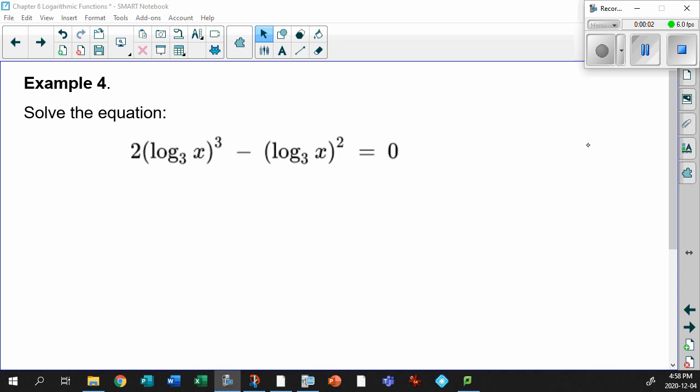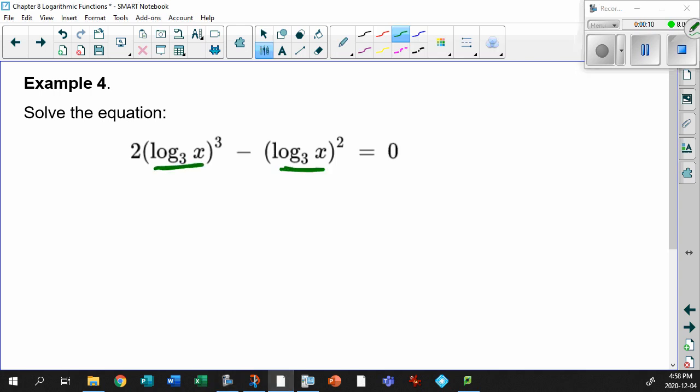Continuing on with this wonderful saga, we say, look for the pattern. Do you see it? I see it right there. It's a log 3x. That's a log 3x. The pattern. Just put an a on top of it. Look what you have. You now have 2a cubed minus a squared equals 0.